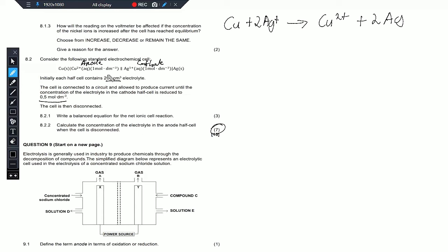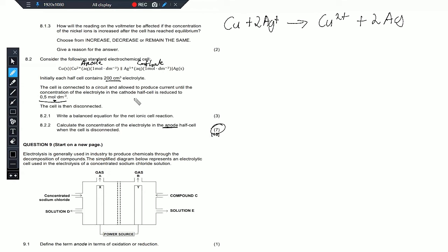So that means the whole reaction now ends up favoring the reverse reaction, which is why we see the concentration of the cathode decreasing. And then obviously if the concentration of the cathode decreases, we have to have an increase in the concentration of the anode, because in this case, the reverse reaction would be the one that is favored. Now they say calculate the concentration of the electrolyte in the anode. So we should calculate the one in the anode half cell when the cell is disconnected.